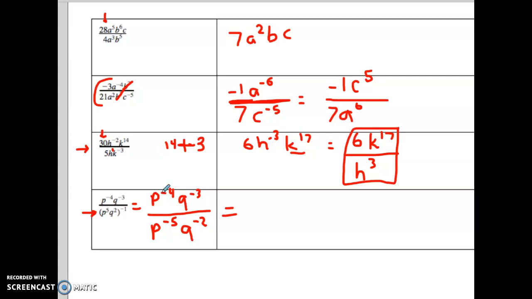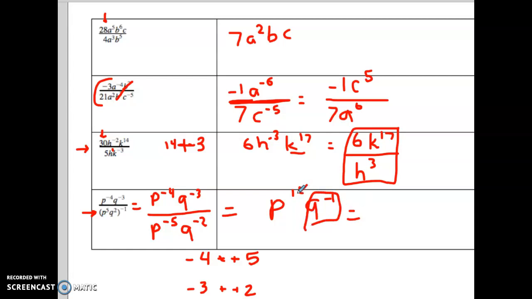All right, so we'll do p negative 4 and p negative 5. Negative 4 minus negative 5, that's positive 1. If you need to write that down, we can. Negative 4 minus negative 5 is plus. Negative 3 minus negative 2, that's going to become negative 1. So I've got p1, q negative 1. So I know this is going to have to go to the bottom because it's negative.